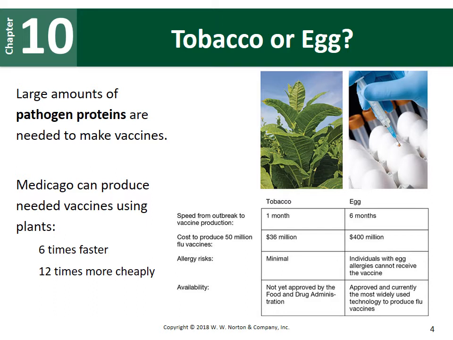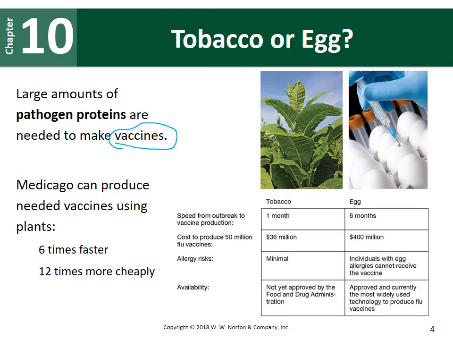And this summarizes why researchers are switching from egg production of vaccines to plant production. In order to make a vaccine, we need a large amount of pathogen proteins to put into the vaccine. These vaccines will then be injected into people, which will trigger our immune response. We talked about that way back in one of the earlier chapters, but making those vaccines is really important because our population is growing very quickly and more people want access to these vaccines.